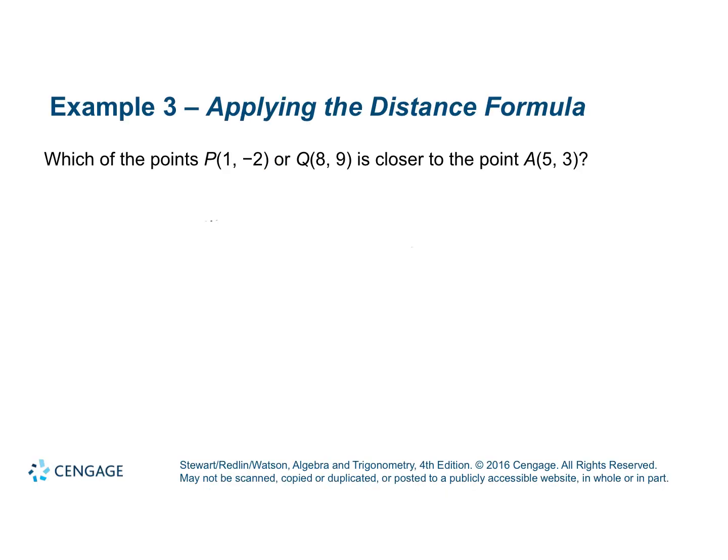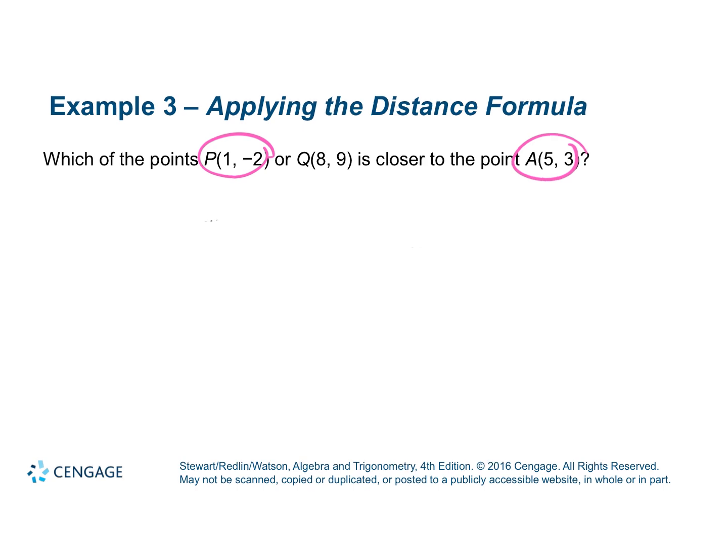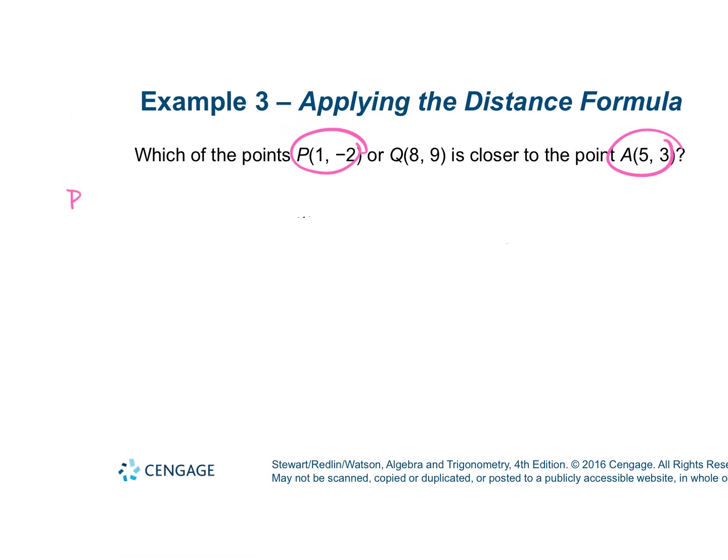So example 3 says, which of the points P or Q is closer to the point A? So we want to find the distance between P and A, and then find the distance between Q and A and see which one has a shorter distance. One with a shorter distance would be closer. So first let's find the distance between P and A.